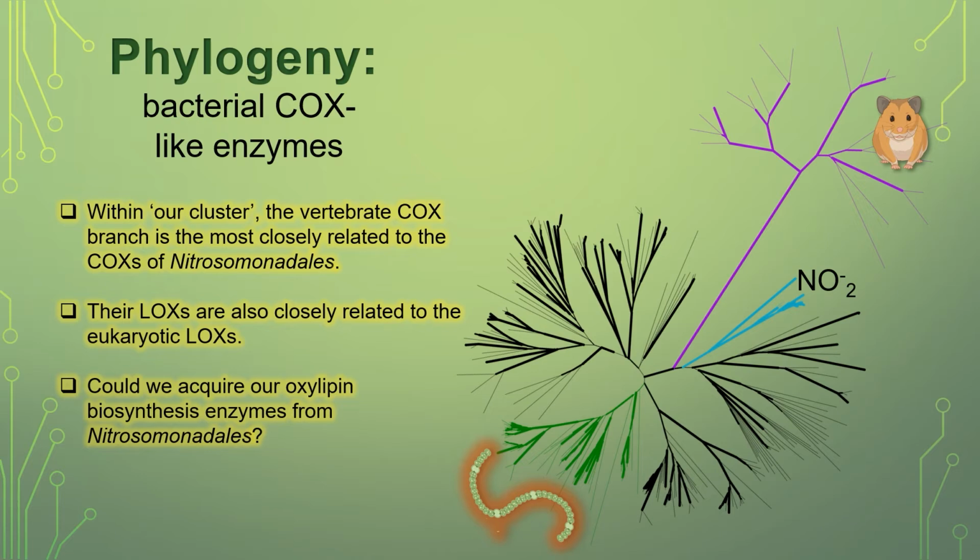Within our cluster, the vertebrate cyclooxygenase branch is most closely related to the cyclooxygenases of ammonia-oxidizing bacteria from the order Nitrosomonadales. The lipoxygenases are also closely related to the eukaryotic lipoxygenases, as we revealed in our previous paper. It raises a question: could we have acquired our oxylipin biosynthesis enzymes from Nitrosomonadales?